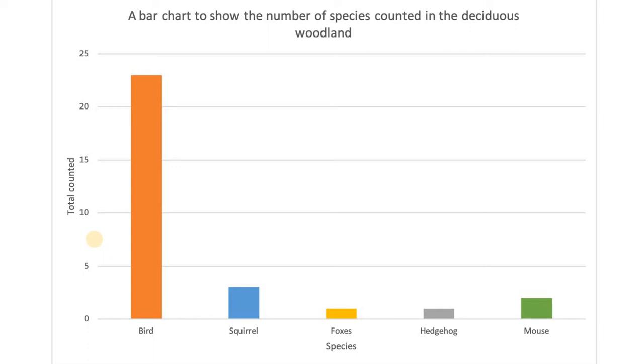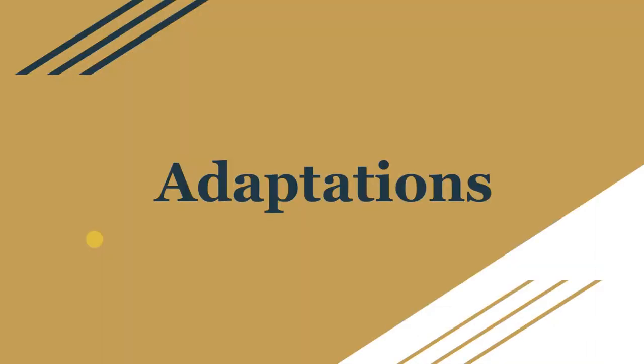If you look at this bar chart, there are birds, roughly around 23 birds counted. Squirrels, I would say there are around 3 squirrels, and then of course there are some fox species, hedgehog and mouse. Okay, and after we present the results, let's move on to the next part of this chapter, which is adaptations.